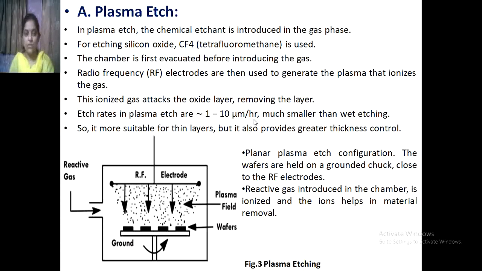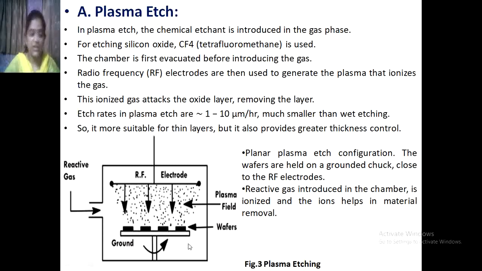So what is the process in plasma etch? Here the chemical etchant is introduced in gas form. Which chemical etchant in gas phase is used? Tetrafluoromethane is used. First of all, whatever chamber we are going to take is evacuated. After that, radio frequency electrodes are used to ionize the plasma gas. Then the ionized gas will attack the oxide layer, removing the layer.